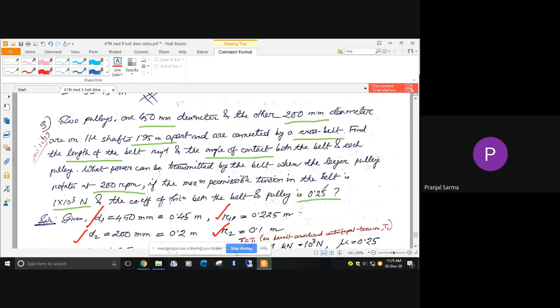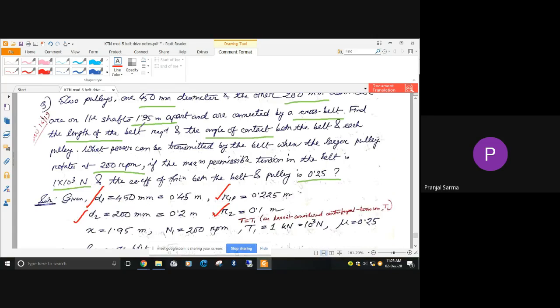Next, from the question itself, you have that they are on two parallel shafts which are 1.95 meter apart. This is the value of the center distance x. So center distance x equals 1.95 meter, and they are connected by a cross belt. You should make a note in the given data that it's a cross belting.